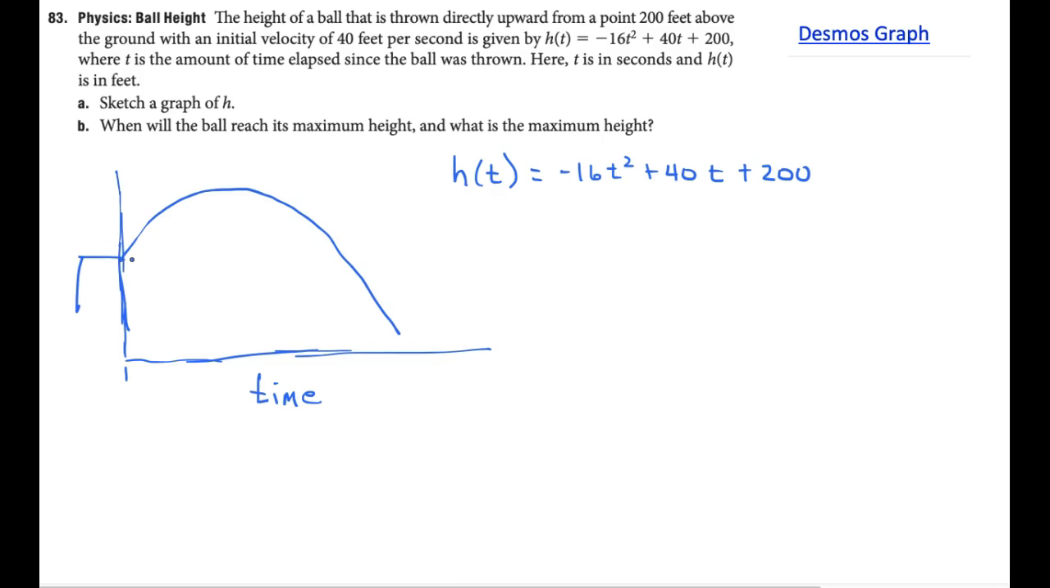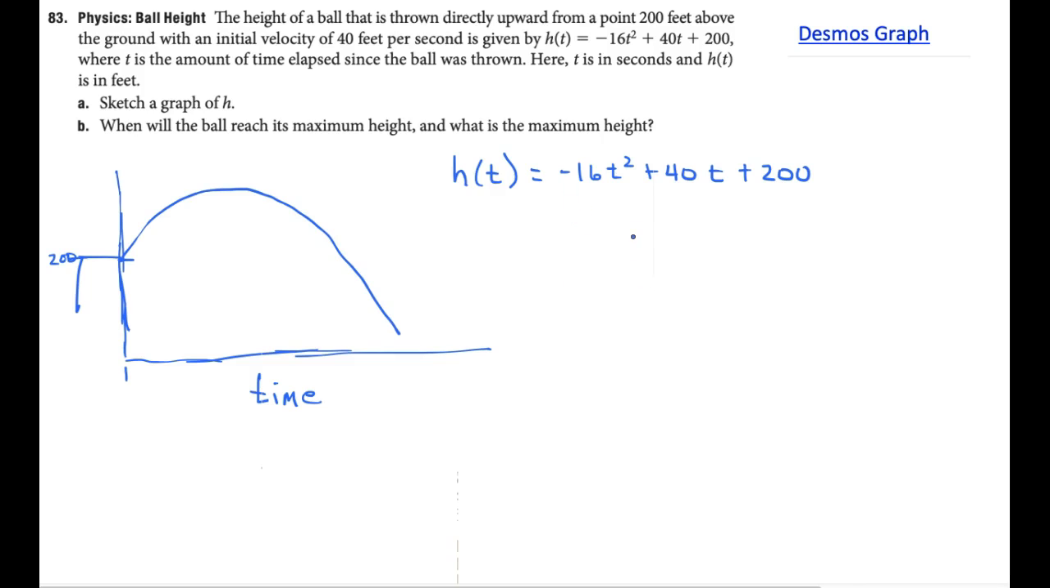So this right here is 200. We start right at 200 feet, and then it goes up and then back down. So that's the graph of h. It's facing downward, and we know that, well, partly because of the shape that I drew, but also because there's a negative in front of the 16.